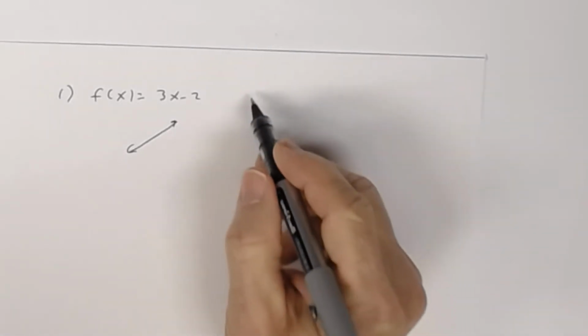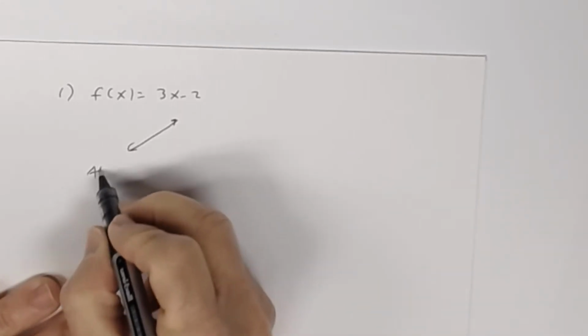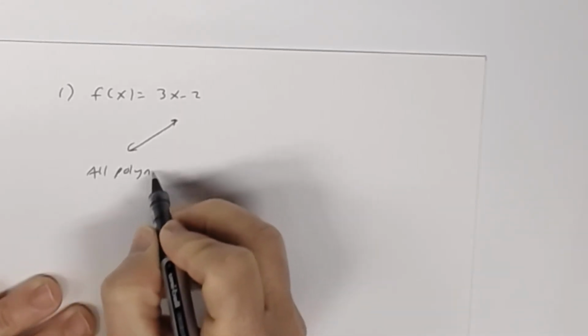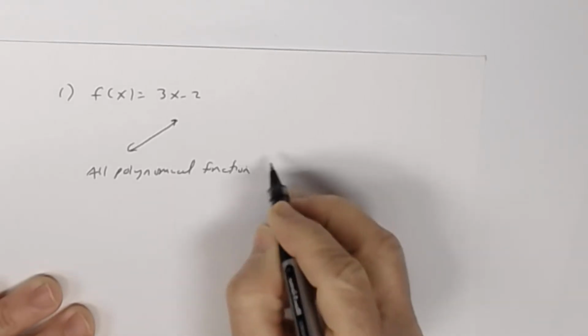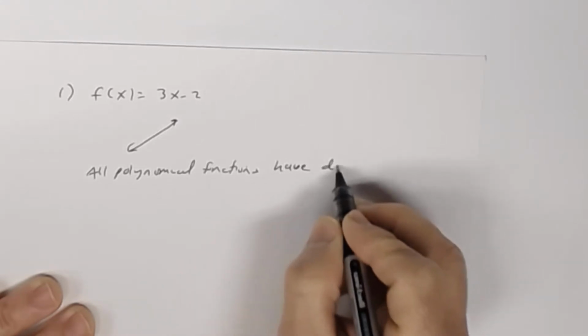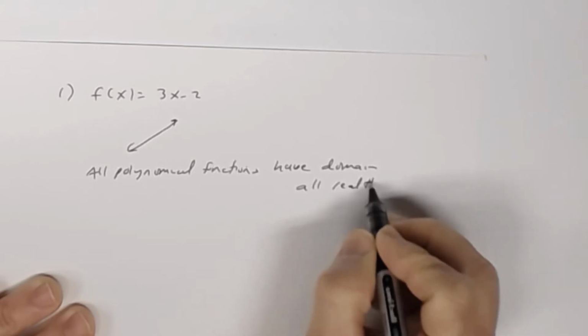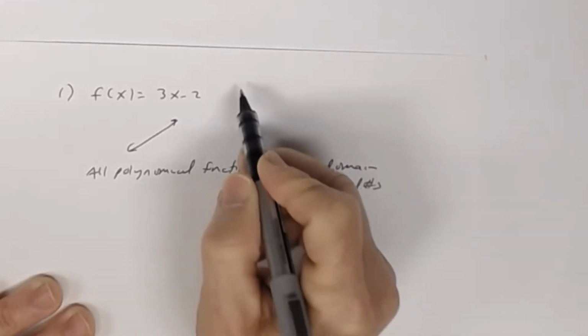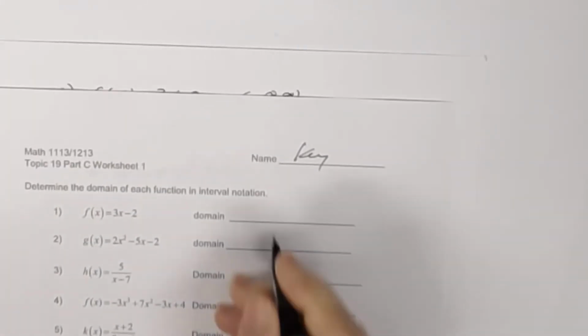infinity. And in fact, one of the things you learned was that all polynomial functions have a domain of all real numbers. Okay, that's what you learned. So here you're going to say negative infinity to infinity.